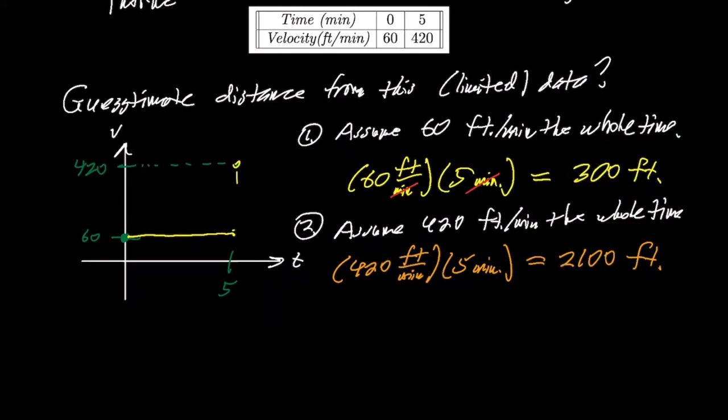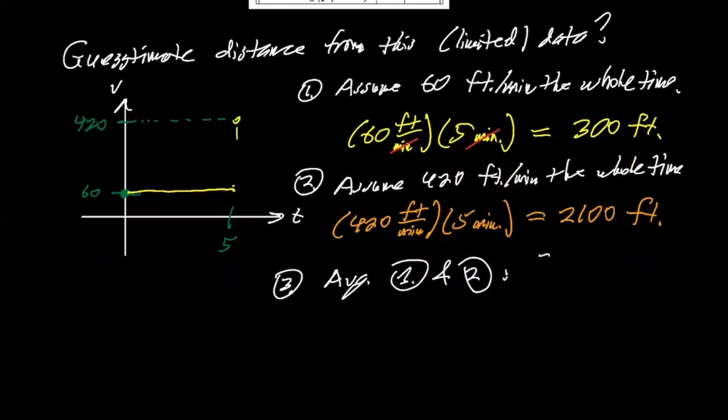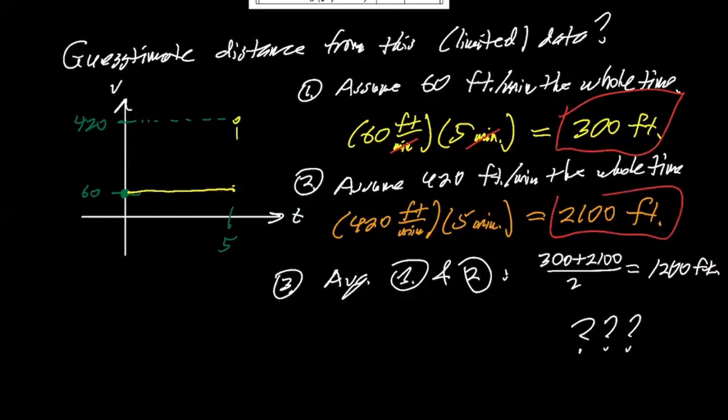One thing you could do to make life a little better is average 1 and 2. So, 3, we could average 1 and 2. There's nothing wrong with that. If we do that, we get 300 plus 2,100 over 2, which is 2,400 over 2, which is 1,200 feet. This is really not enough data to make a really good guess, but you can get the sense of what's going on here. These are at least some possibilities. Next I'll try to see what happens when we do some more data.